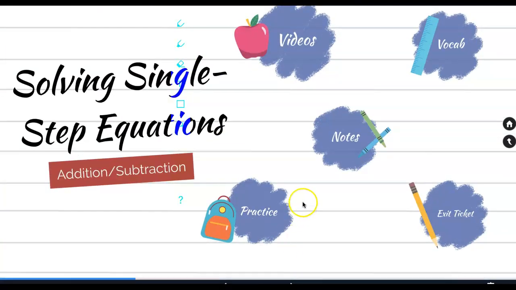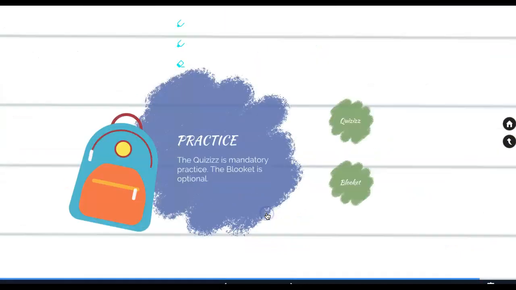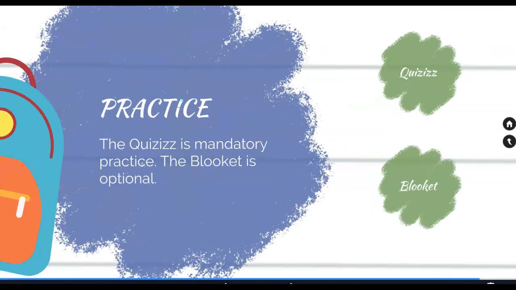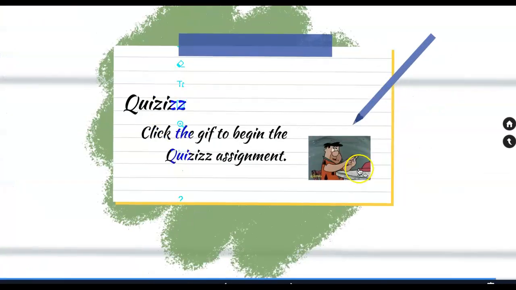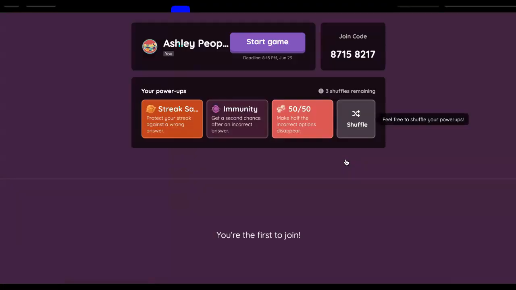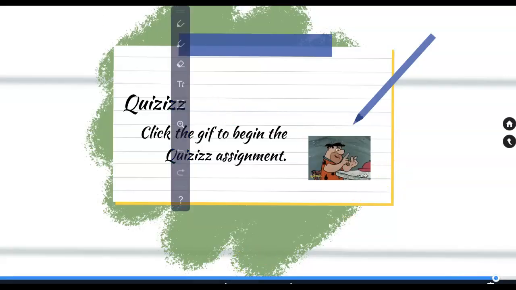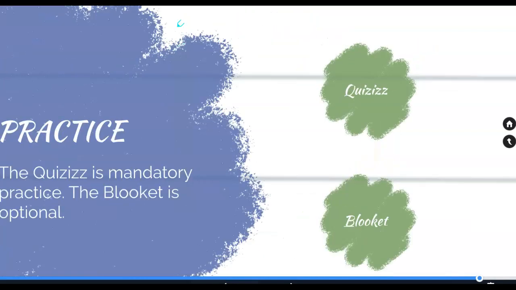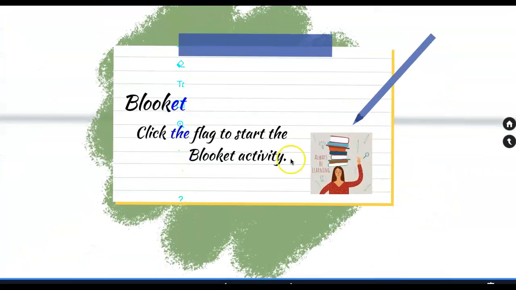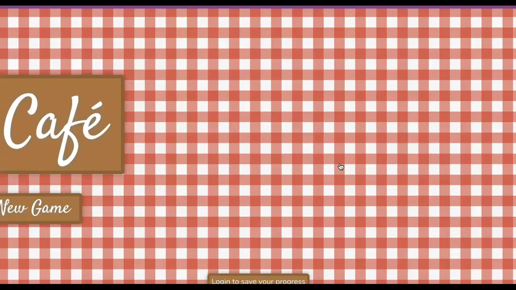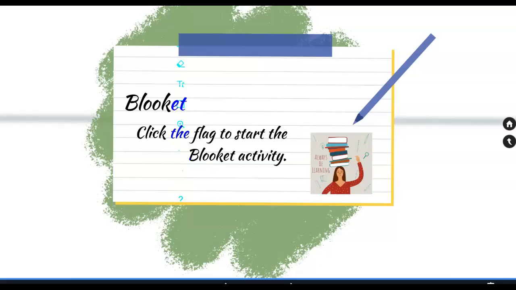All right, after you're feeling confident on vocabulary, there is a section just for regular practice. So this says here the Quizizz is mandatory, the Bookit will be optional. So here we have our Quizizz. So if you click on, again, the GIF, it will pull you up to our Quizizz. So this will be mandatory. I will get a report of your scores on how well you do here. But if you go back to the Bookit, this is if you have additional time and just want to play some extra practice, it's going to take you to the cafe game on Bookit.